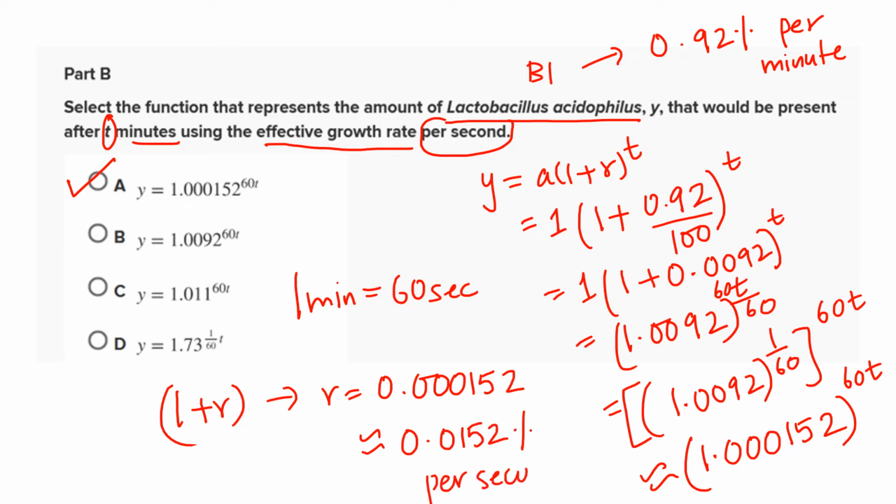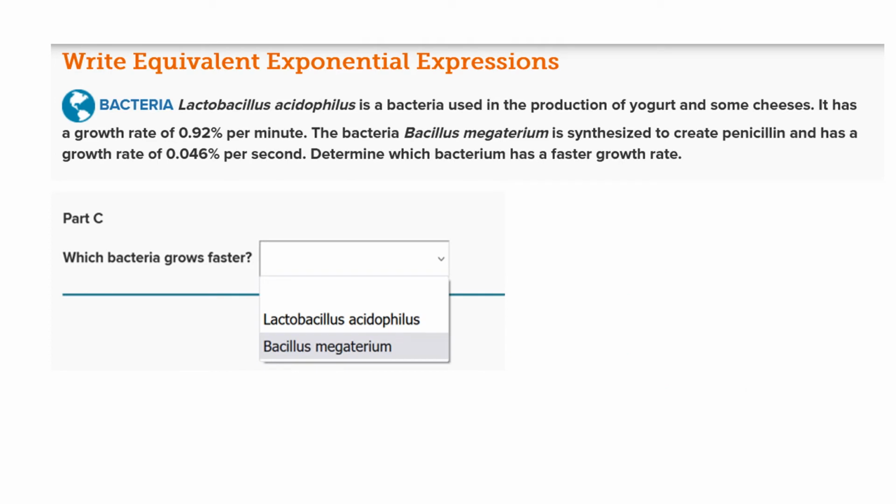Now we have converted from minutes to seconds. And as you can see here, this rate of growth is very, very small. If you even compare it with 0.046%, which was the rate of growth for the second bacteria, then definitely without even solving any further, we know that the rate of growth of bacteria B2 is higher. Okay, so let's do a little more calculation here.